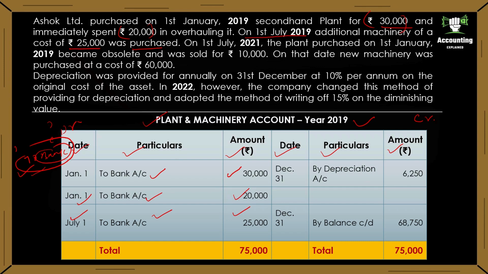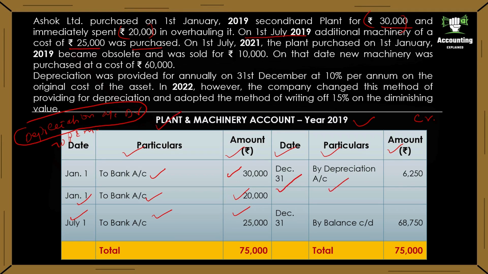Depreciation is treated as an expense, right? So when all expenses are debited, we are going to debit depreciation. Depreciation account debit to plant and machinery is the journal entry. In the journal we have debited depreciation, and in the plant and machinery account, depreciation will be credited. So depreciation will be charged at the end of the year, on December 31st, by depreciation account.